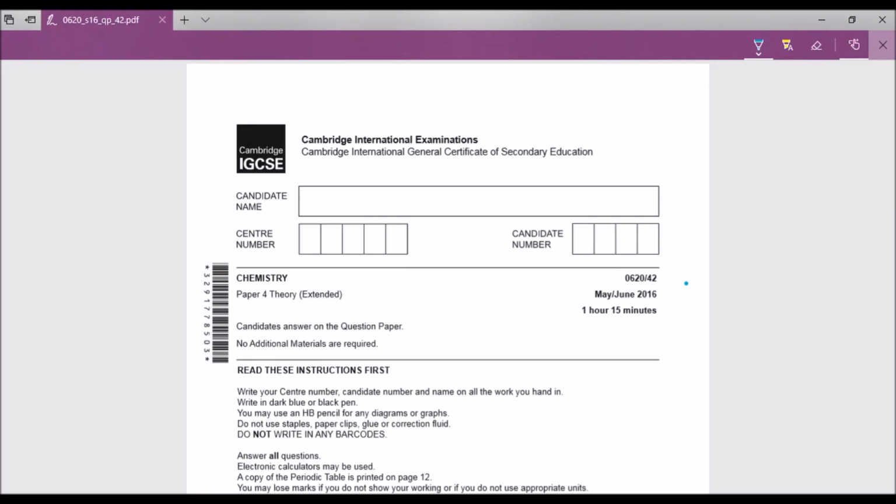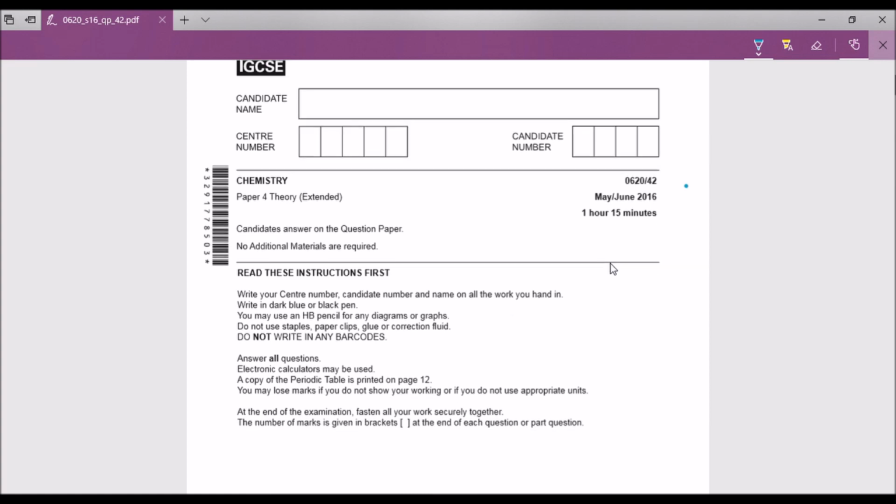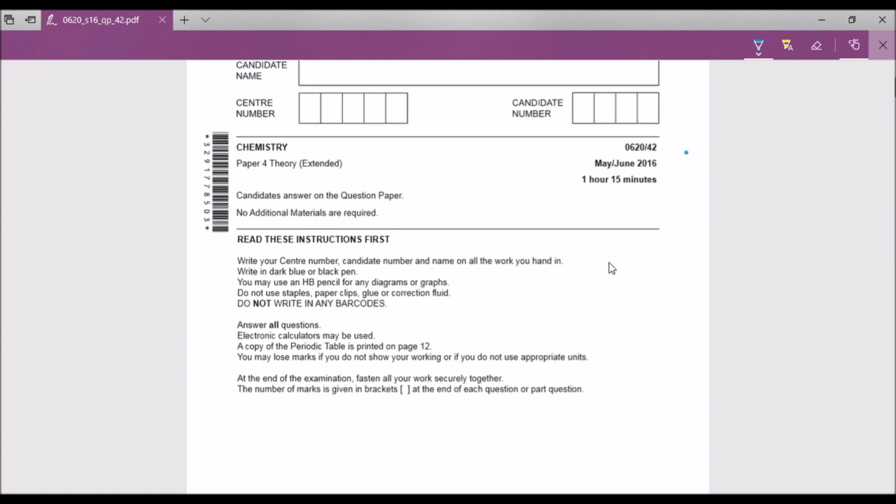Alright, hi guys, this is me basically solving the chemistry paper 4 for the year May-June 2016, which is the summer one. So I'll be solving this in parts and then uploading the parts individually. For the first part, I'll be solving the first question and its subparts and explaining what the mark scheme basically demands. So I'll be uploading the other parts soon.